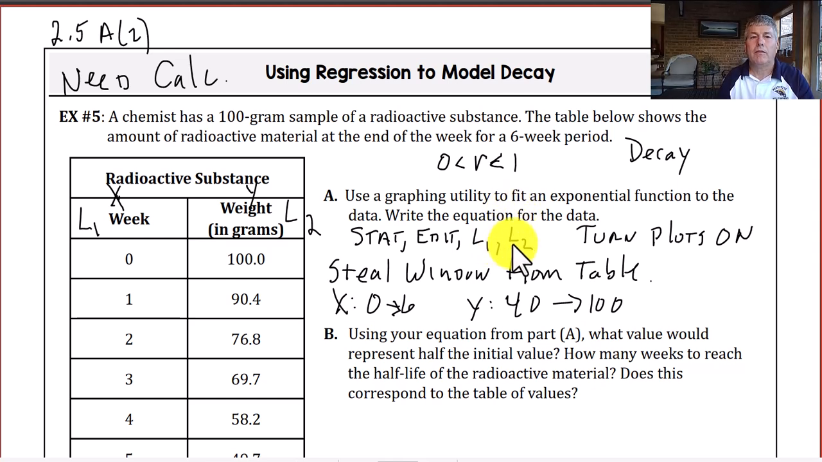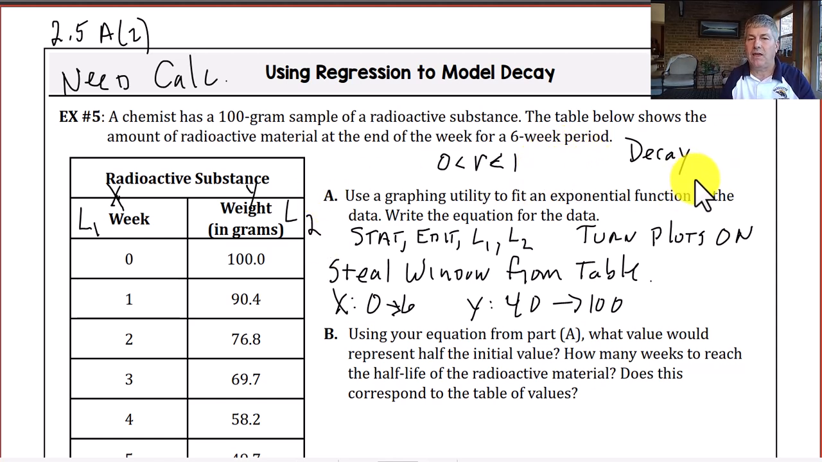Welcome back. The objective of this video is to use our calculator to find a regression model of decay and answer some questions in a real-life example. So here in example 5, we have a chemist that has a 100-gram sample of a radioactive substance. The table below shows the amount of radioactive material at the end of the 6-week period.